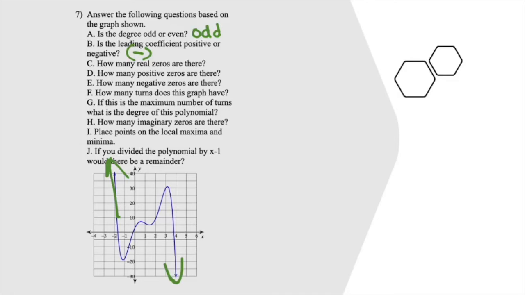I circle negative. How many real zeros are there, and how do we know that? How do we find the real zeros on a graph? 3. Crosses the x-axis. I like to do these with graphs because this puts it in tangible terms. We can see it. It's not just some equation. So it crosses the x-axis 1, 2, 3 times.